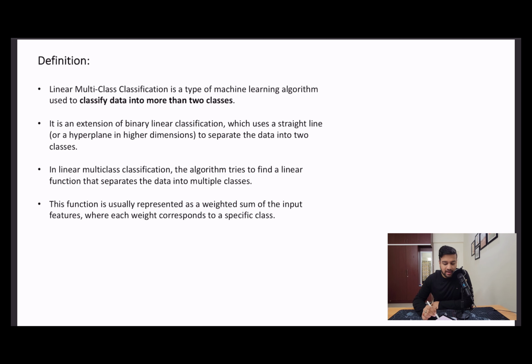In linear multiclass classification, the algorithm tries to find a linear function that separates the data into multiple classes, which we will see in detail. And this function is represented by a weighted sum of the input features, where each weight corresponds to a specific class.